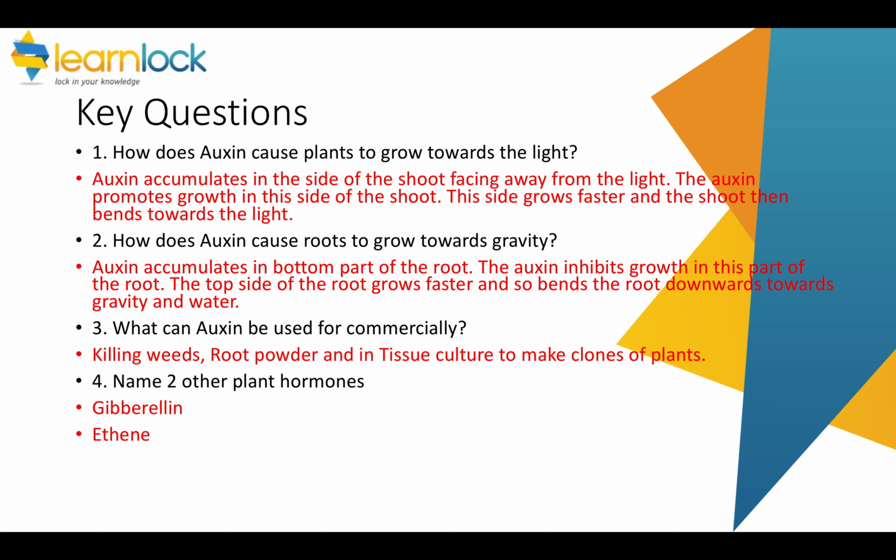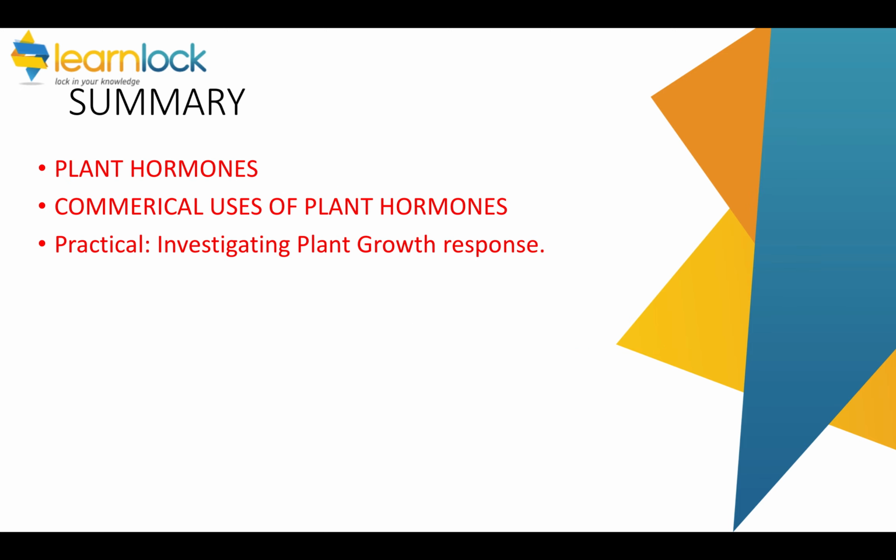What can auxin be used for commercially? For killing weeds, rooting powder, and tissue culture. Two of the plant hormones are gibberellin and ethene. So this topic, we've looked at plant hormones and the commercial use of plant hormones. We've also looked at the practical of investigating plant growth response.